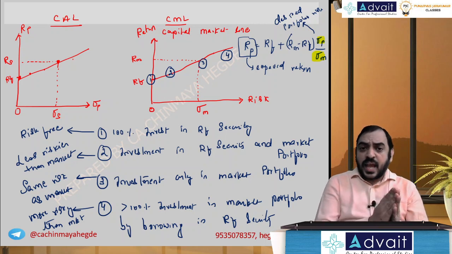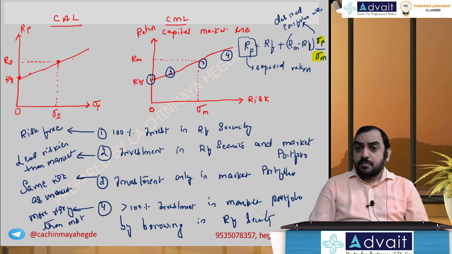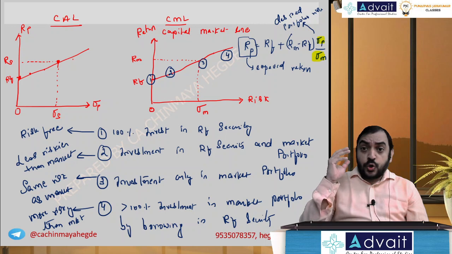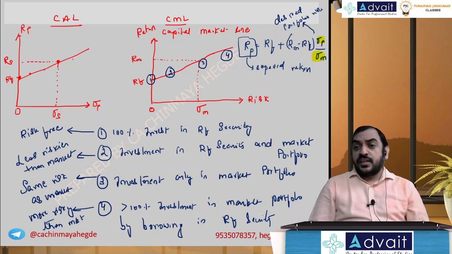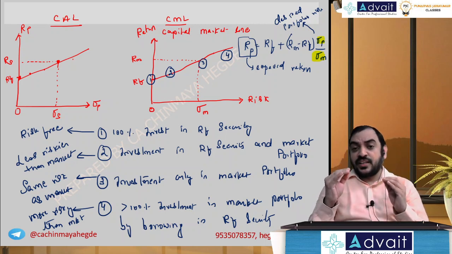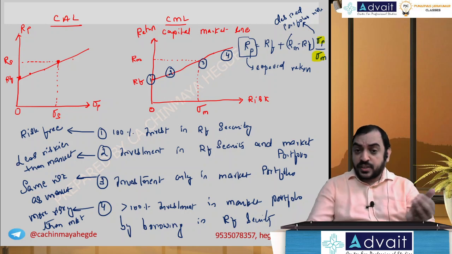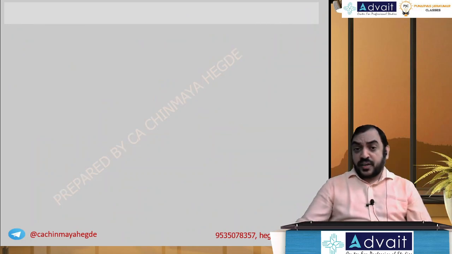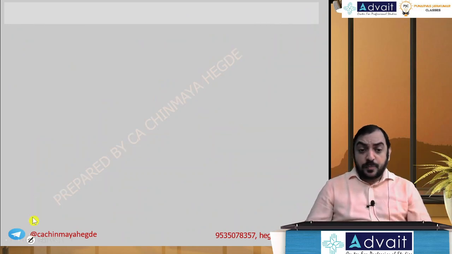Okay, so this is capital allocation line and capital market line. Then we go to the most important one, that is security market line or CAPM. But before that, one more very important one which bridges the gap, that is called characteristic line.